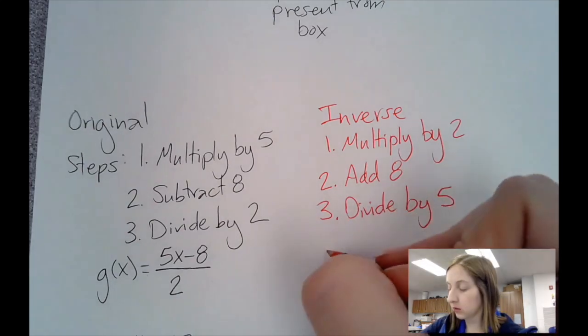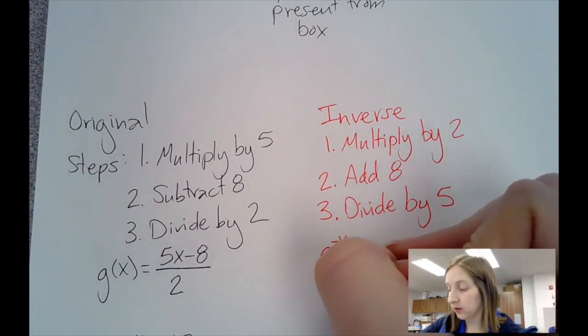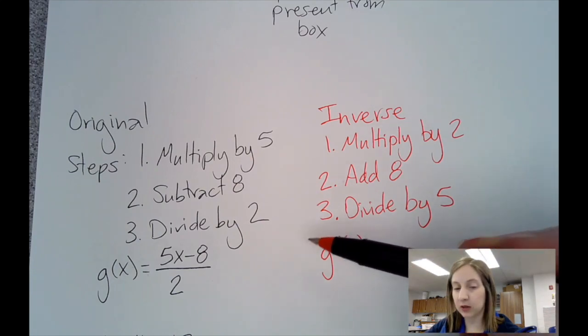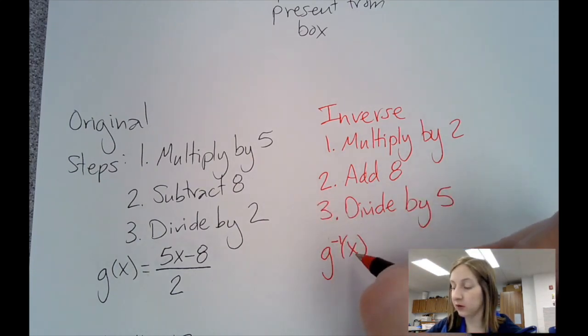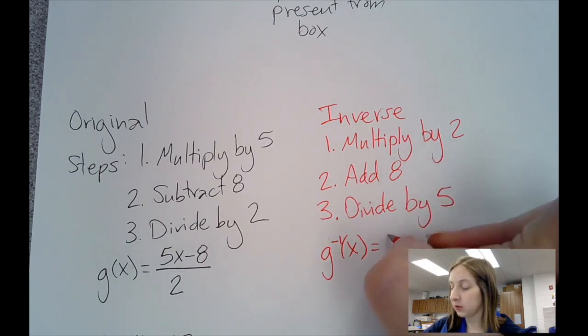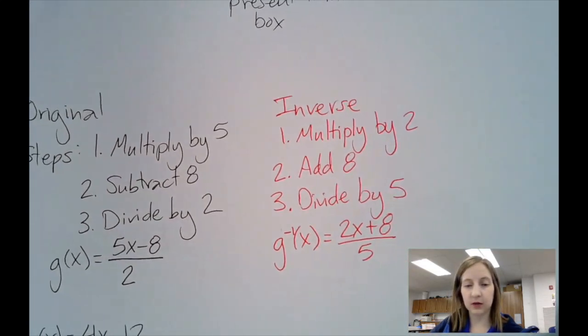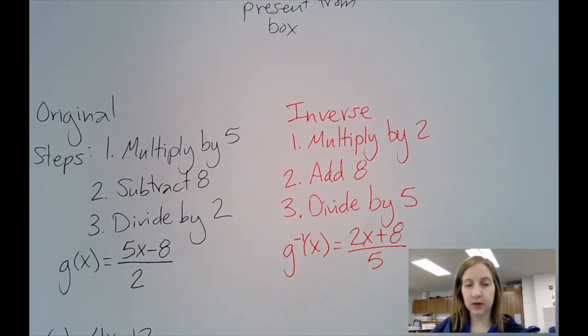Our inverse function, g inverse of x, that's what this little -1 right here means. It means inverse. It means the undoing, okay? It doesn't mean a -1 exponent when it's here with a function like this. It just means inverse. So g inverse of x, multiply by 2, so that's 2x, add 8, and then divide everything by 5. Oh, you can't see that. There we go. Multiply by 2, add 8, divide by 5. Okay? So we're going to try another one now.